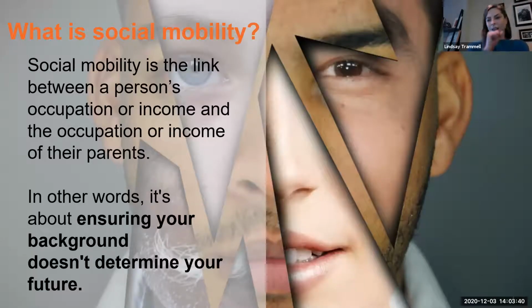So starting with, excuse me, what is social mobility? Those of you who have attended our other workshops, hopefully by now will be really knowledgeable about this definition. For those new to the agenda, the technical definition is the link between a person's occupation and income and the occupational income of their parents. So essentially, it's about ensuring your background doesn't determine your future.